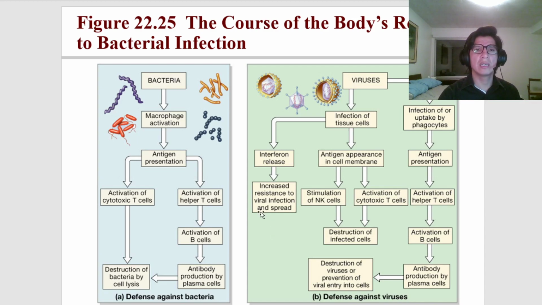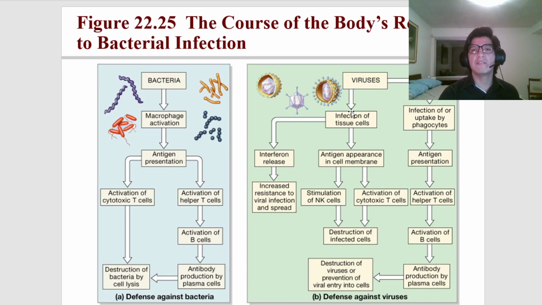So this is the response towards bacteria: it involves the activation of a macrophage digesting the bacteria, then presenting the antigen, which activates the cytotoxic T cells that go and fight the bacteria one-on-one, and activates the helper T cells in case the B cells have found the same antigen, and then that leads to the production of antibodies and a sustained response.